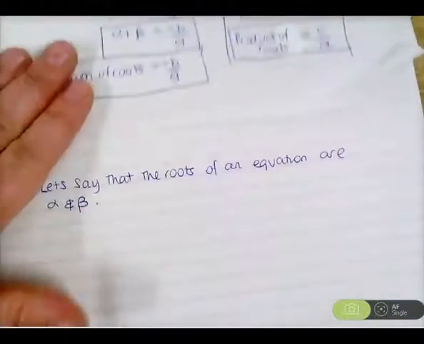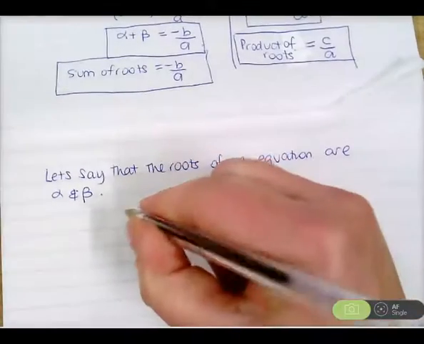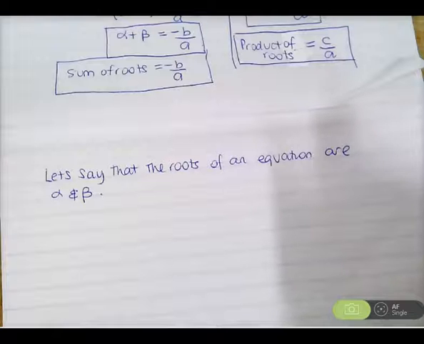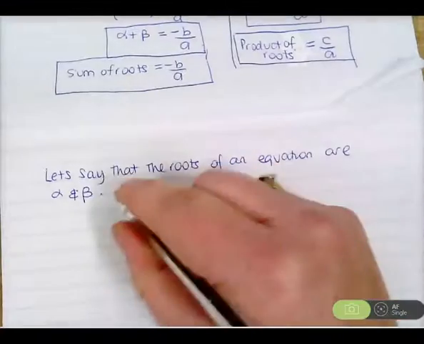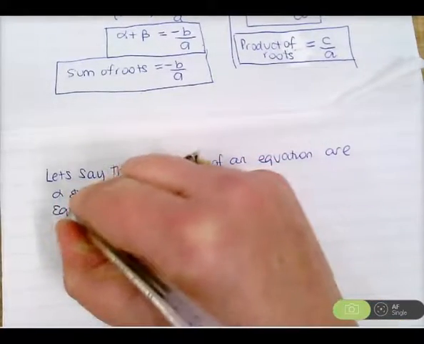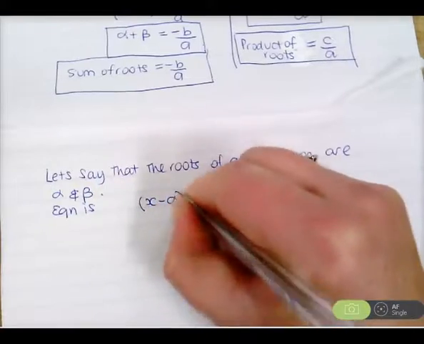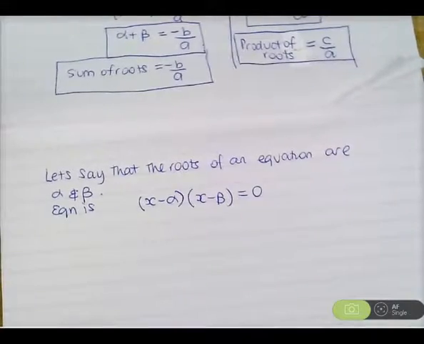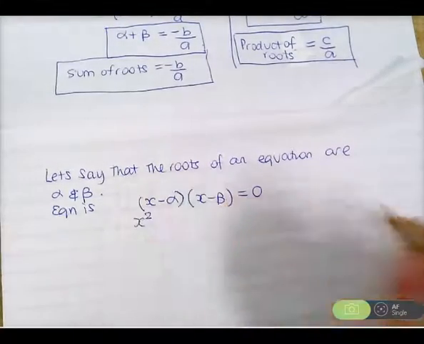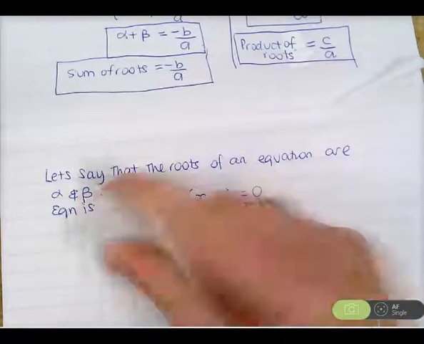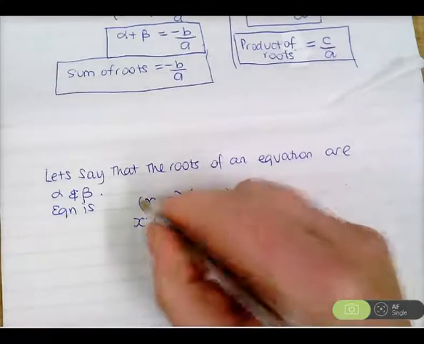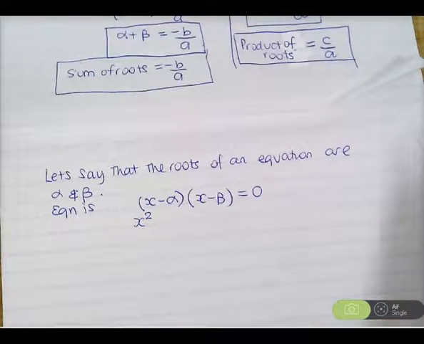So let's say the roots of my equation are alpha and beta. Where did they come from? The roots of my equation before were 4 and 5, so they came from x minus 4 bracket x minus 5. So if my roots are alpha and beta, therefore my equation is x minus alpha bracket x minus beta. Now I'm going to expand that. What do you get? x squared. Actually, it could be a bracket x minus alpha, x minus beta, but I'll just leave it at the moment.